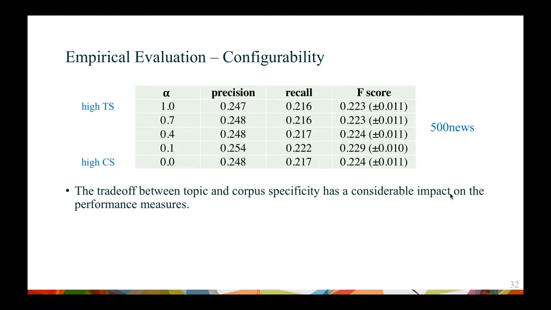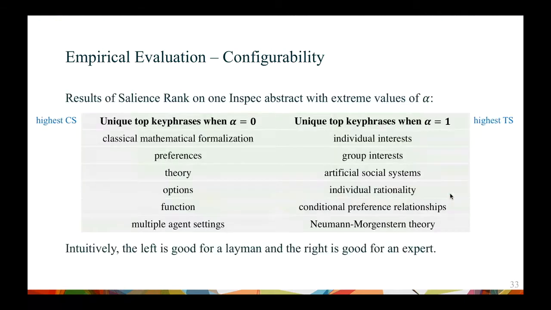Here is to demonstrate the trade-off parameter alpha. Let me remind you again, this alpha basically tries to balance between topic specificity and corpus specificity. And you can see that it does have considerable impact on the performance. And those are the quantitative results. And here I show one qualitative result.